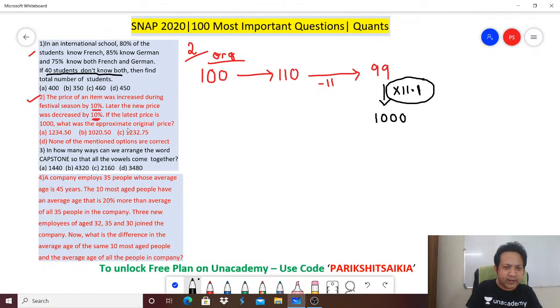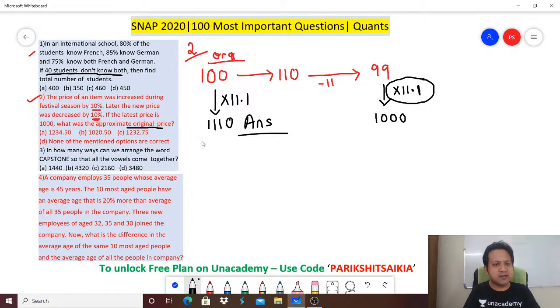The question is asking, what is the approximate original price? Same logic you can use. Into 11.1. So your approximate original price is 1110. So what is the answer? None of the mentioned options are correct. I hope you got it.